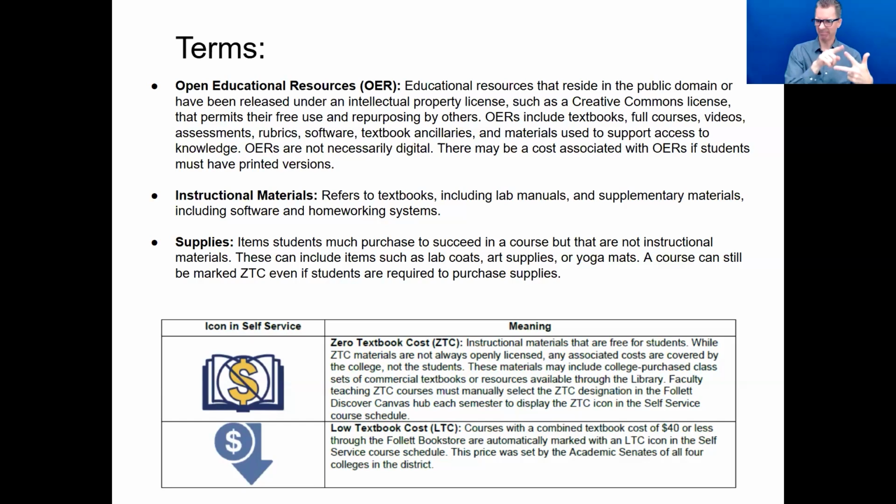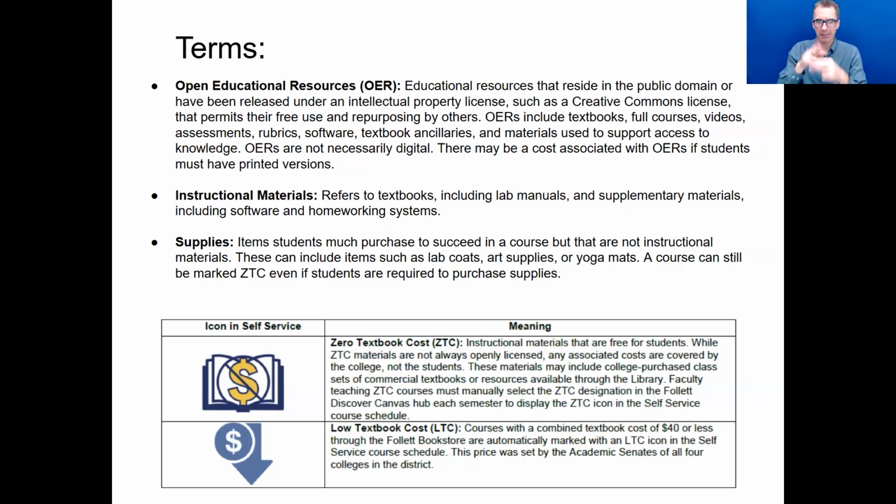It's not necessarily talking about what license those materials are under, and I'm going to get into a bit of a distinction there in just a couple slides, but it's really talking about the cost. Again, there could be some costs associated with supplies. Different departments on campus indicate this a little bit differently, but for the most part, if you are an instructor offering a zero textbook cost course, you go into Follett Discover Hub and you have to mark it yourself. So you have to indicate that it's a ZTC course.